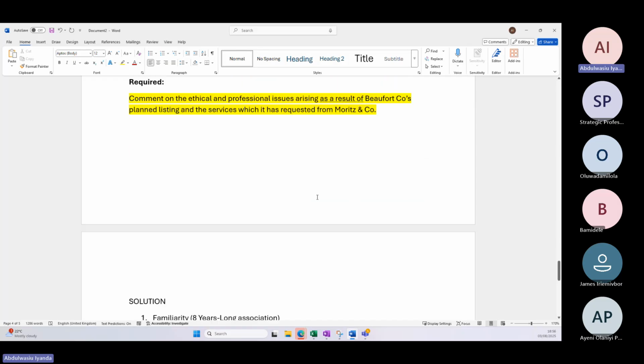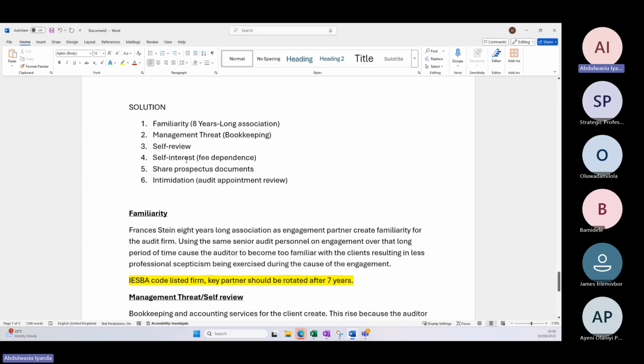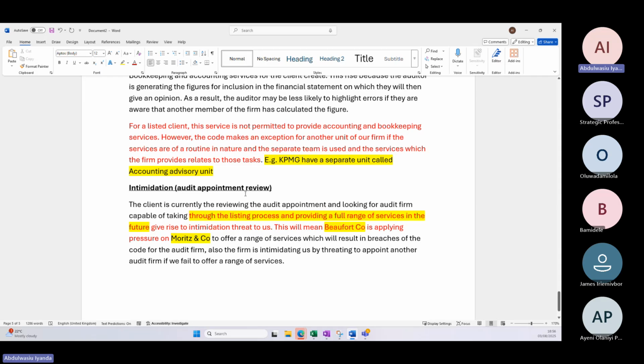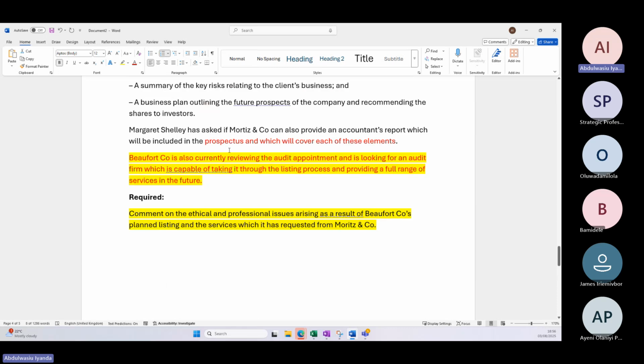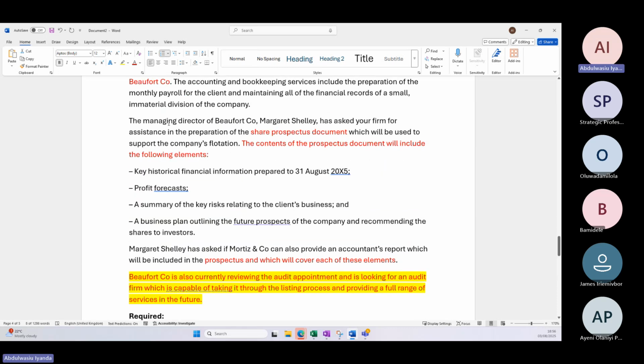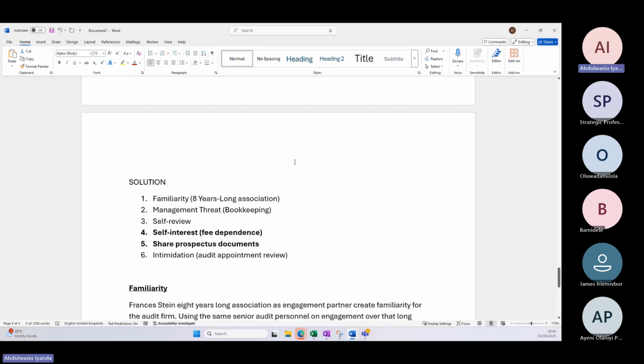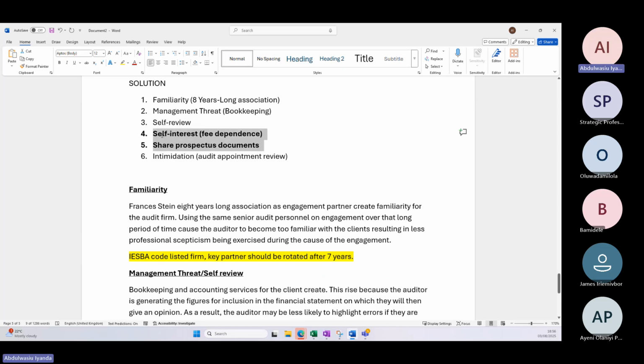So I think that is that. Just try this: the fee is independent, and I think that's the only one. We have talked about familiarity, management, and self-review. So try these two: self-interest on the fees and on the documents. Because here now, the managing director has asked your firm for assistance in the preparation. So look at this word. So try to come up with these two things. You can go home now and do this.